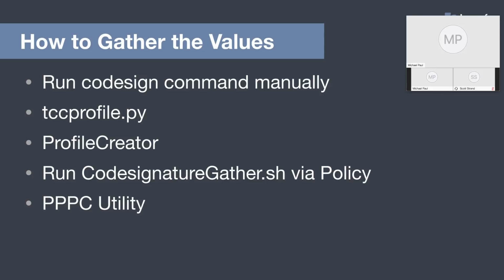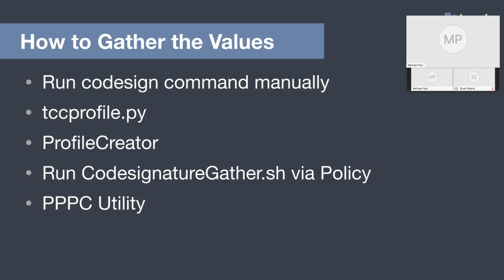All of these are open source and available to anybody managing Macs, but the PPPC utility has the lovely benefit of being able to upload these profiles directly to the Jamf Pro server via our API. All of these things are linked at the end, so if you're looking to track them down, we'll provide you some links at the end of this webinar. So that's how I gather the identifier and the code signature.